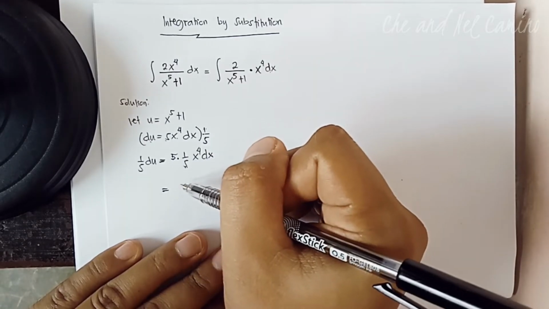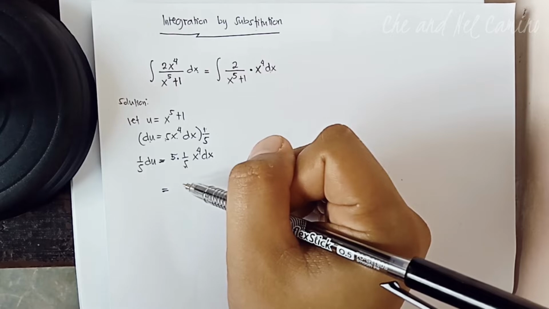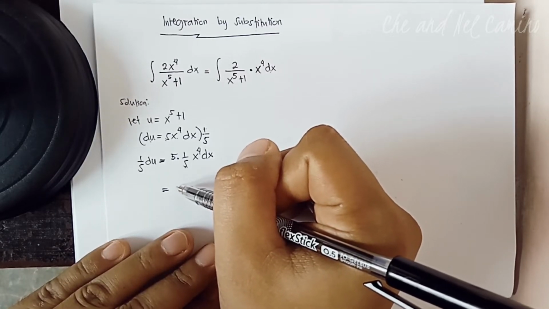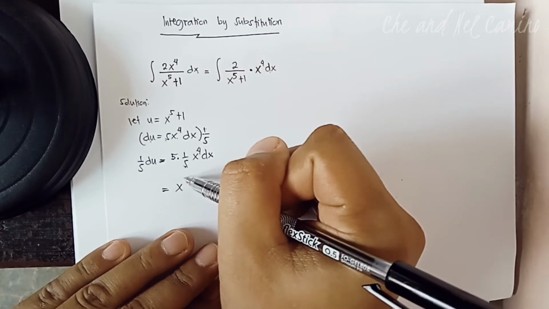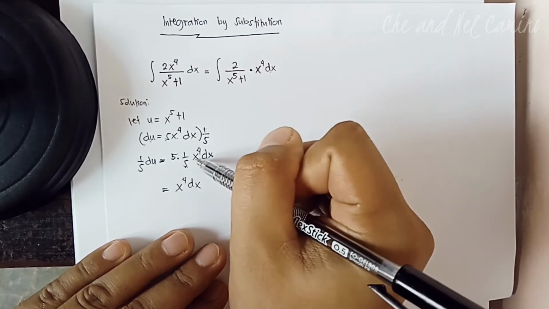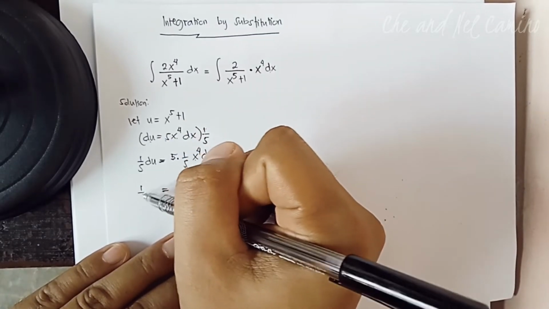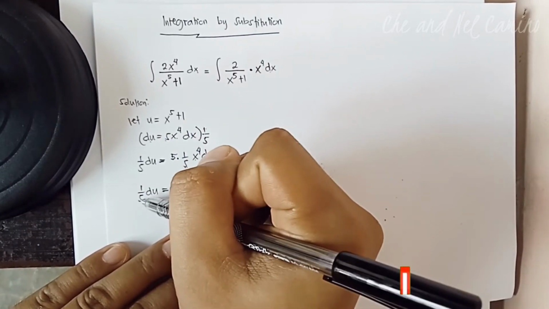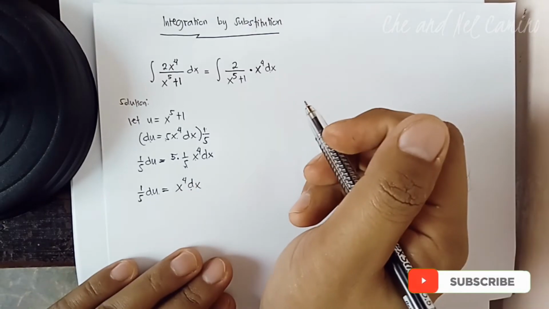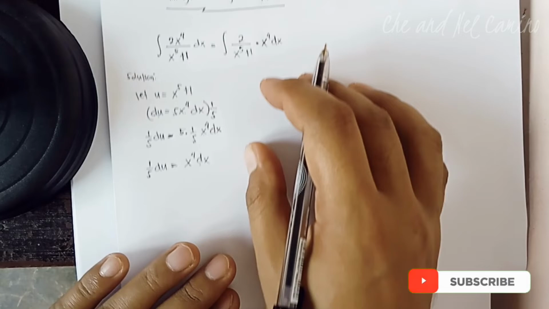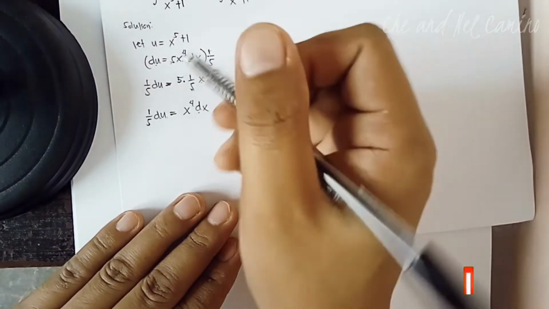We are not going to write 1 here because it's understood that we already have 1 as our numerical coefficient in this part. So we will just write x to the power of 4 and then dx. Then copy the left part of our equation: we have 1 over 5 du. So I think we are good enough. Let's move forward with the integration.